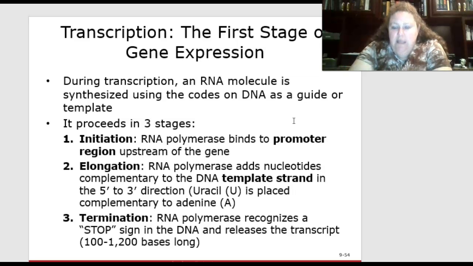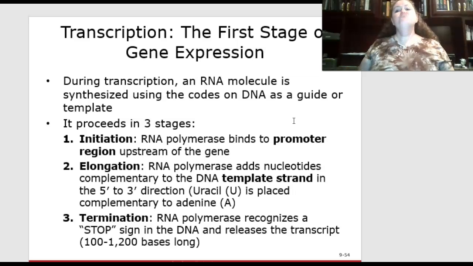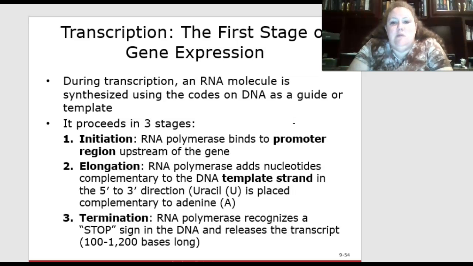Then you have elongate. If I elongate my neck, right, giraffe neck, well then it's making it longer. So this is when it's growing. So the RNA polymerase is going to add nucleotides that are complementary to the DNA template strand in the 5' to 3' direction. Remembering when we're dealing with RNA, uracil is going to be complementary to adenine.